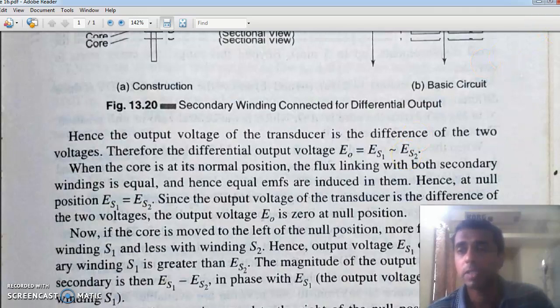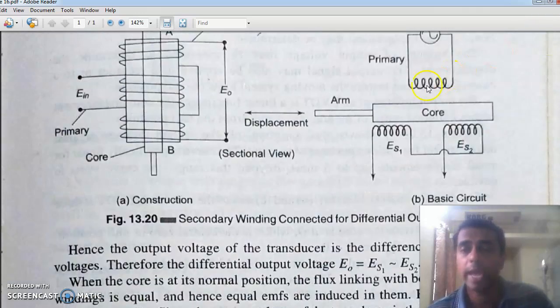Now what happens when we have the core exactly at the middle position? When the core is at the middle position, you can see that there is an equal number of flux linkages for S1 as well as S2. As I already told, the output voltage is ES1 minus ES2. As there are equal flux linkages for both S1 and S2, the output voltage E0 will be equal to zero. So that is the peculiarity of the null point.